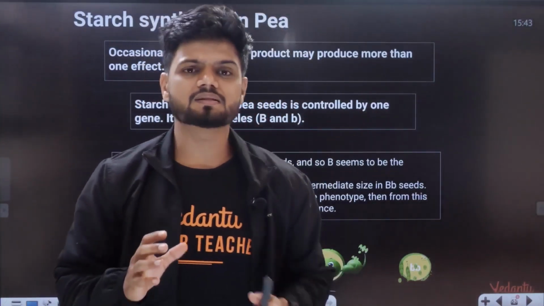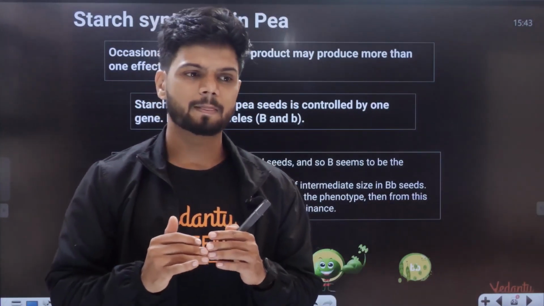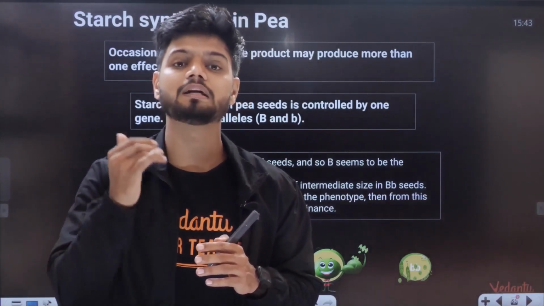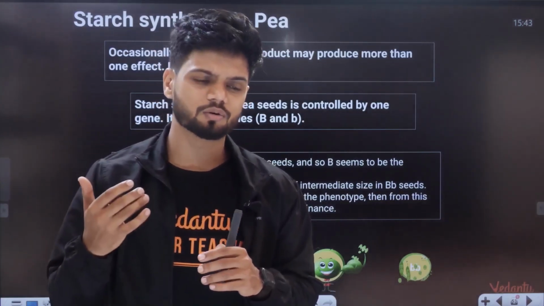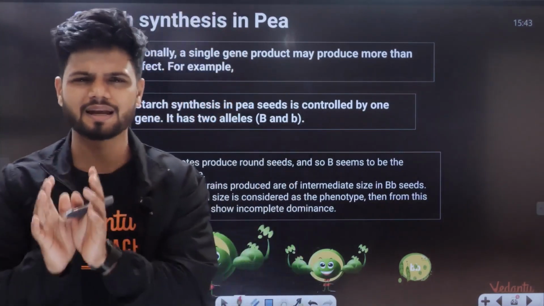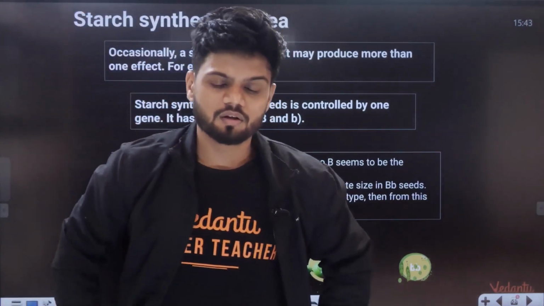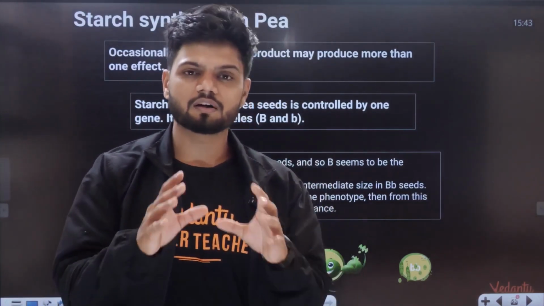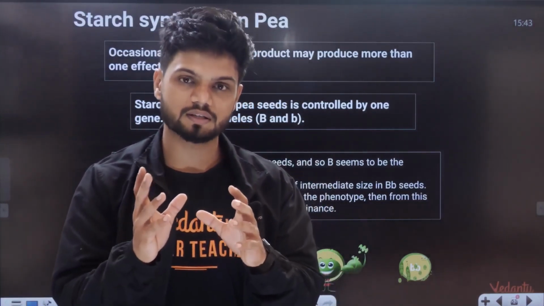Okay. Starch synthesis is an example of pleiotropy, so one gene affecting multiple expressions, and also it is an example of incomplete dominance. It's a small concept, not asked much. In starch synthesis, what happens is, in your class there are few students who are good at studies.